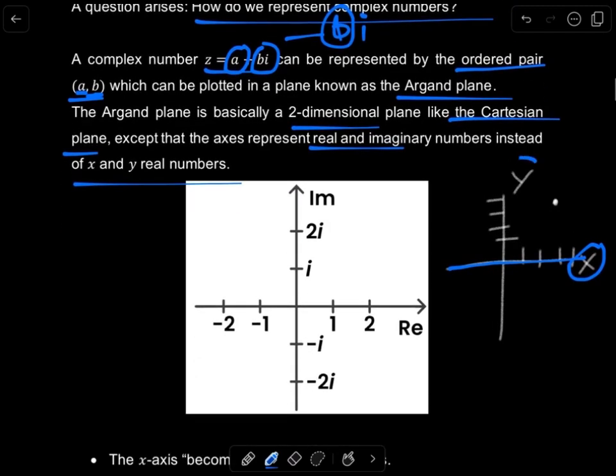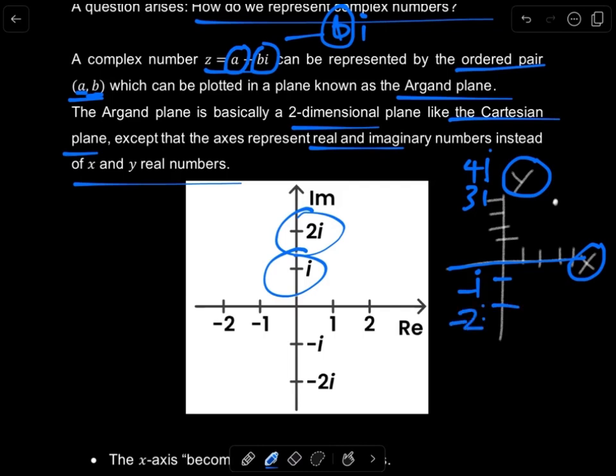Then instead of the y-axis having real numbers on it, we're going to have imaginary numbers. So it's going to be positive i, positive 2i, then positive 3i, positive 4i, and so on. And below the real number axis, we're going to have negative i, negative 2i, negative 3i, and so on. We can also have fractional units of the imaginary unit. What I mean by that is we can have half i, we can have root 2 over 2 i, we can have negative root 2 over 2 i. That still applies.